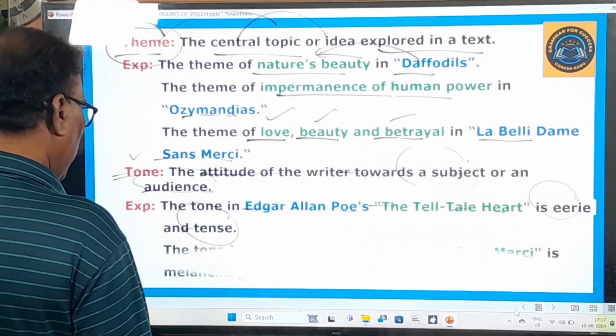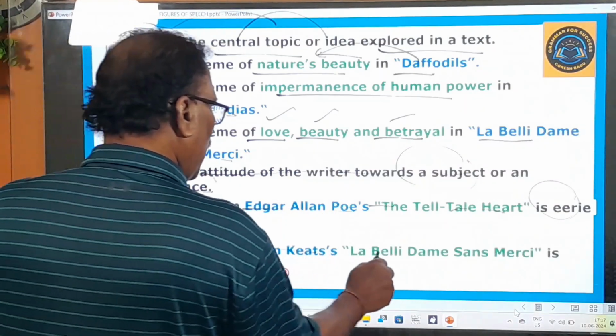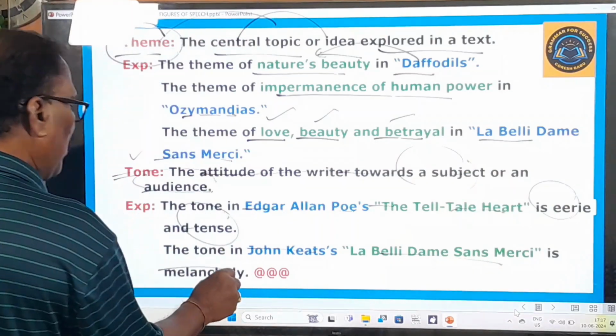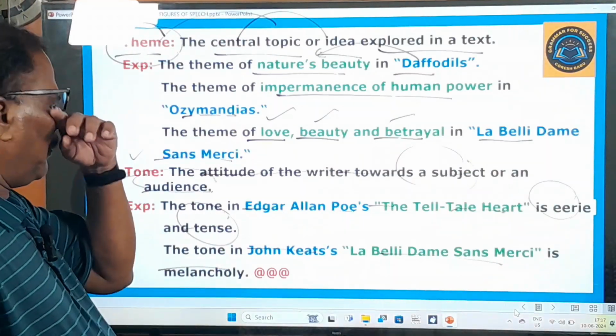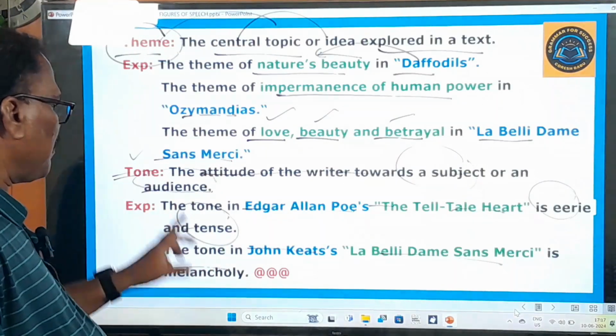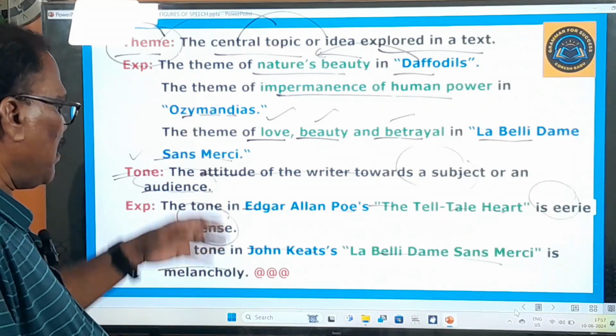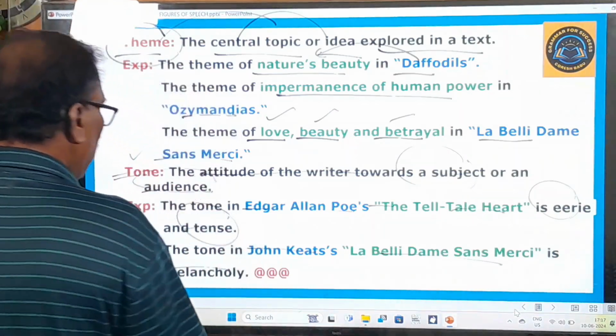And here the tone in John Keats' La Belle Dame sans Merci is melancholy. That's the tone, a sorrowful tone. Tone means that. Okay, now let's move on to learn other things.